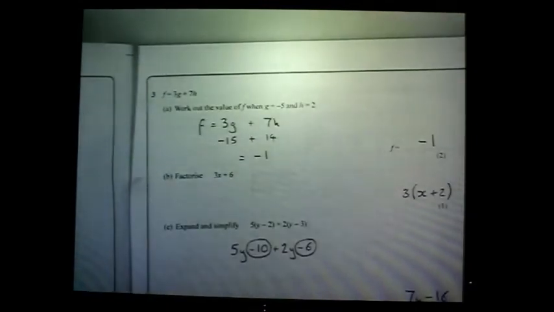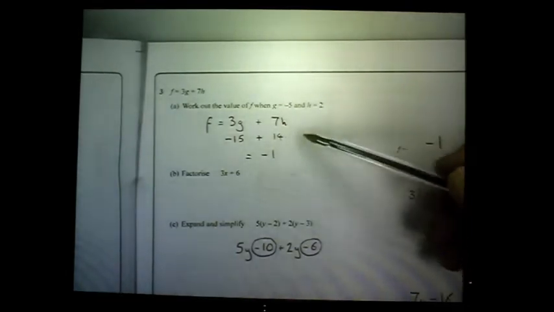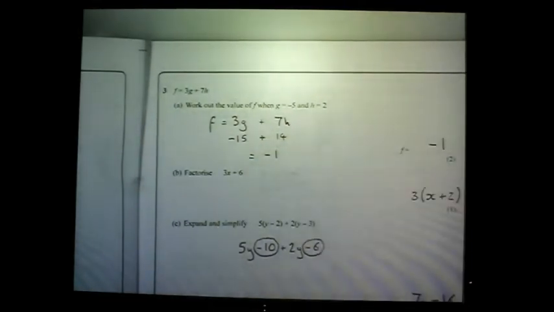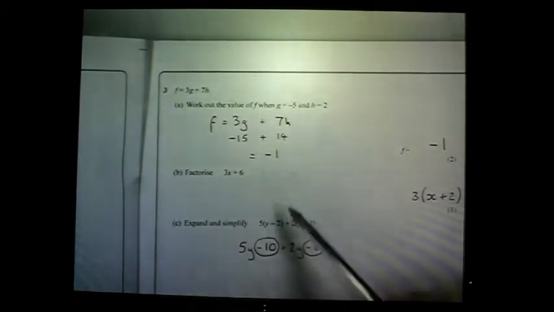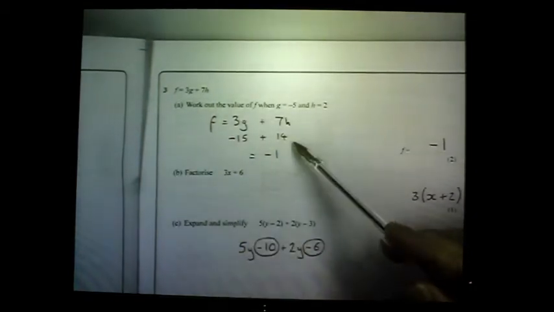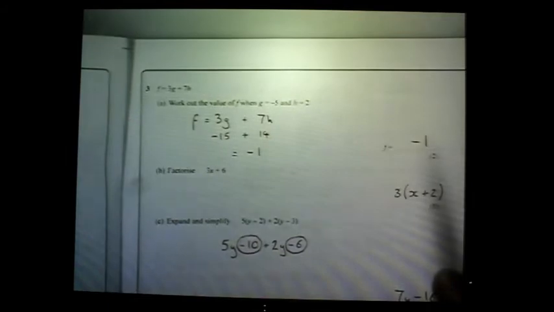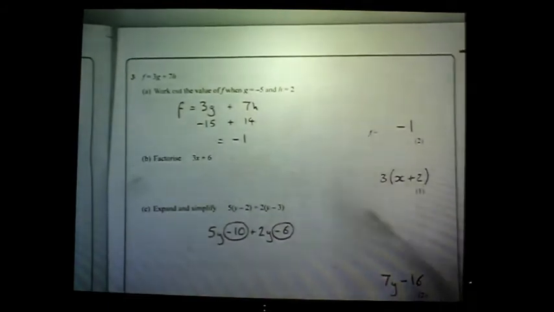Question 3. Substitution. This one. F equals 3g add 7h. Work out the value of f when g is minus 5 and h is 2. Well, I've written it out here for you. So g is minus 5. 3 lots of minus 5 is minus 15. 7 lots of 2 is 14, so minus 15 or negative 15 add 14 is negative 1. There's your answer, negative 1.